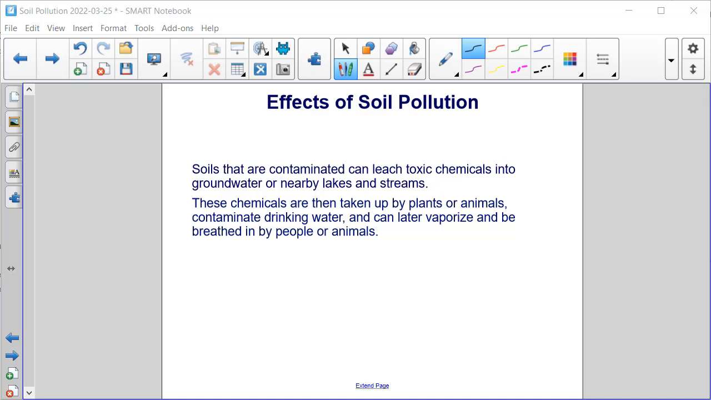Soils that are contaminated can leach toxic chemicals into groundwater or nearby lakes and streams. These chemicals are then taken up by plants or animals, contaminate drinking water, and can later vaporize and be breathed in by people or animals.